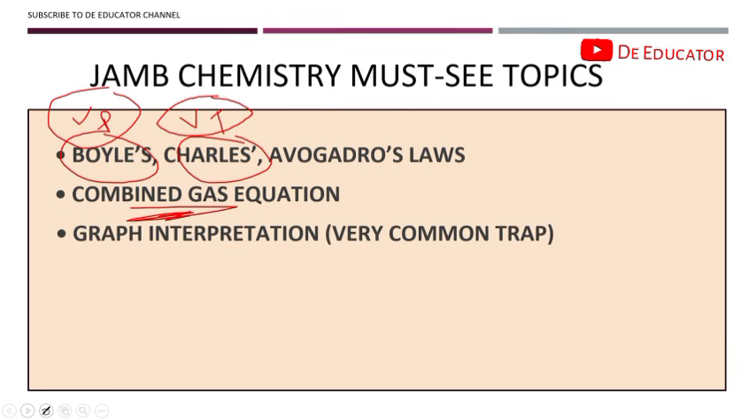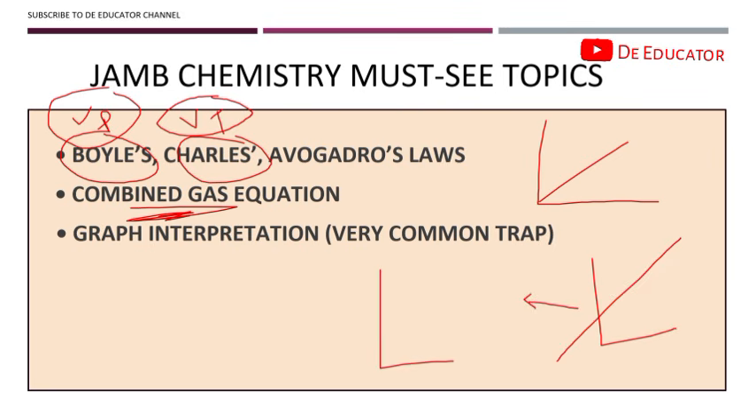All right, graph interpretation, this is very, very common. They'll just put a graph like this and ask which law this is, and you can see another graph that looks like this and they'll ask which law it is. This graph can also look like this if they decide not to include the negative part. You should take note of the different graphs. You should know the one that represents Charles' law and the one that represents Boyle's law.